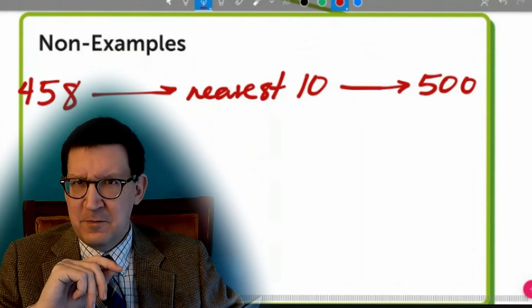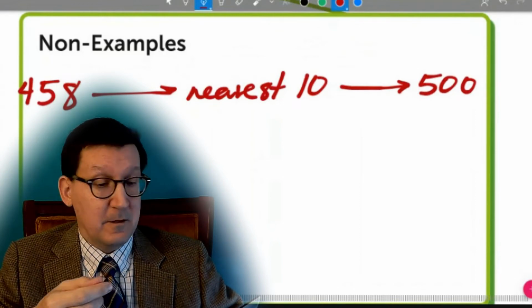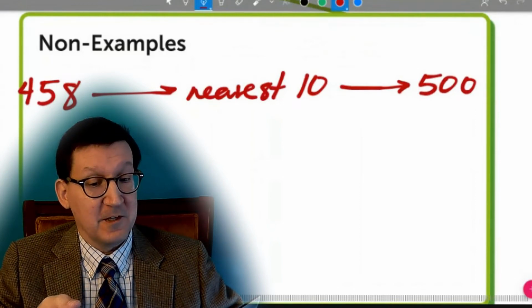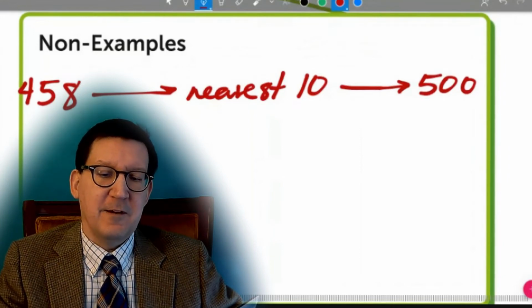So it's kind of important when you're rounding to know what place number you're rounding to, because if you're rounding to the wrong place number, you'll be way off. Because 460 is way off of 500. So we know that one's not right.